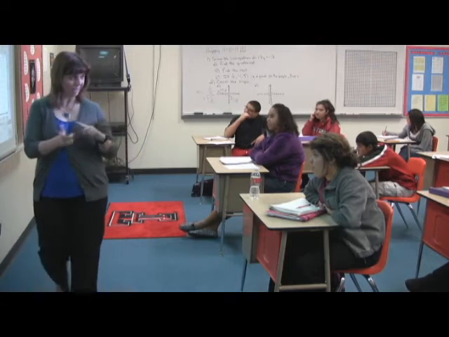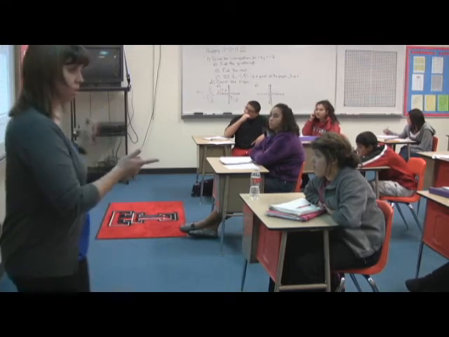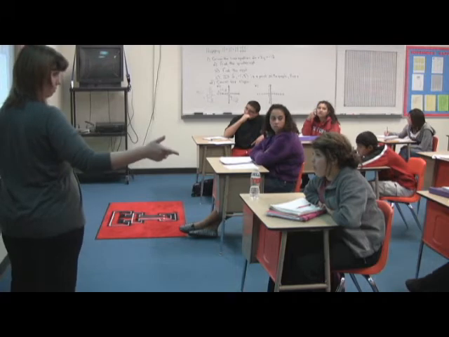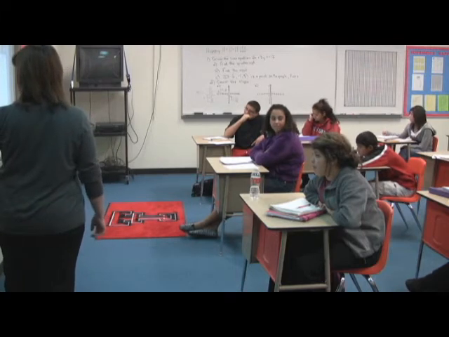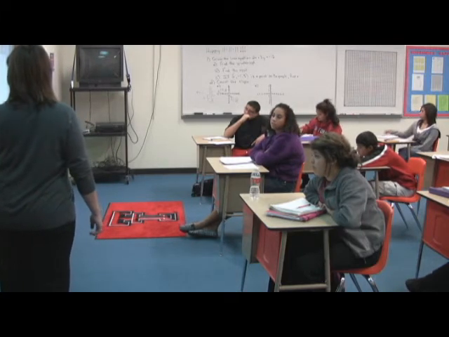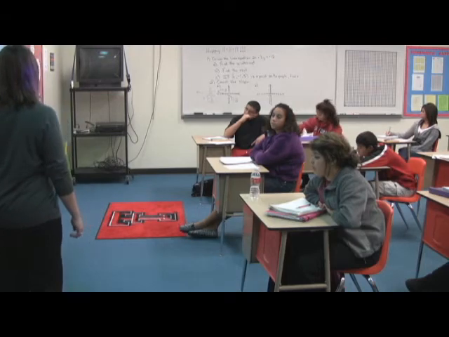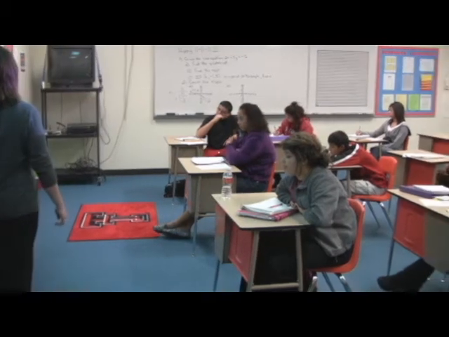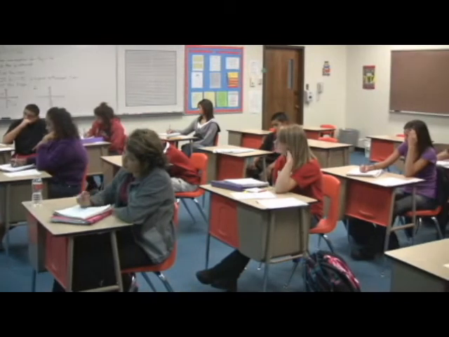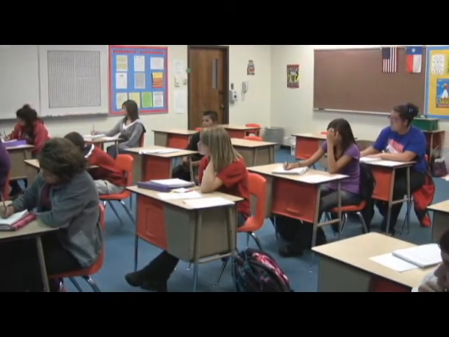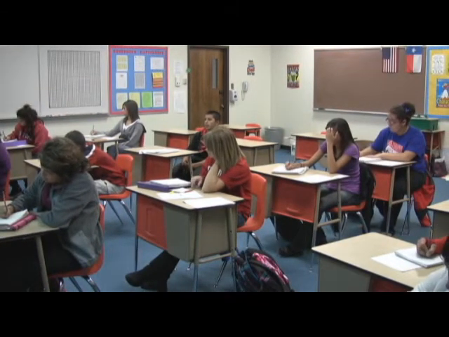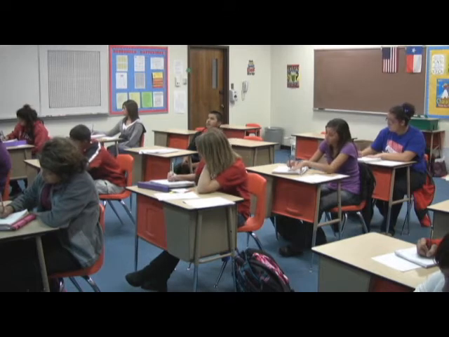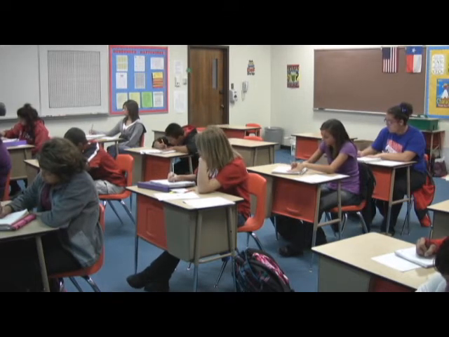Are y'all with me? Do you see where I got those, what the variables represent? Cost per month. All right, so it costs $6 per month. That's what you're going to write. Write it down. You're interpreting it. Come on, let's go. Costs $6 per month.